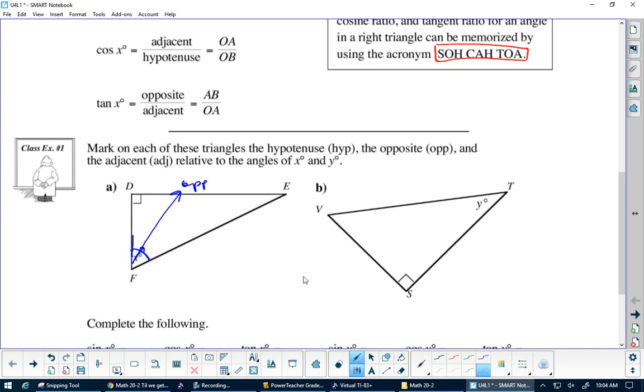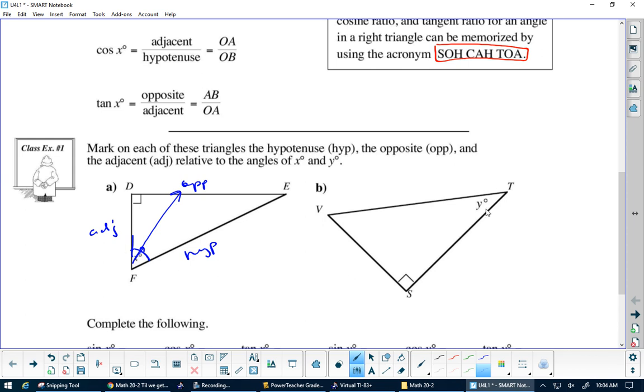Now, the adjacent is always the side that attaches the 90 degree angle to the angle you're looking for or that you've been given. So this is always the adjacent. And the hypotenuse is the side that does not touch the right angle, and it'll be your longest side of a triangle.